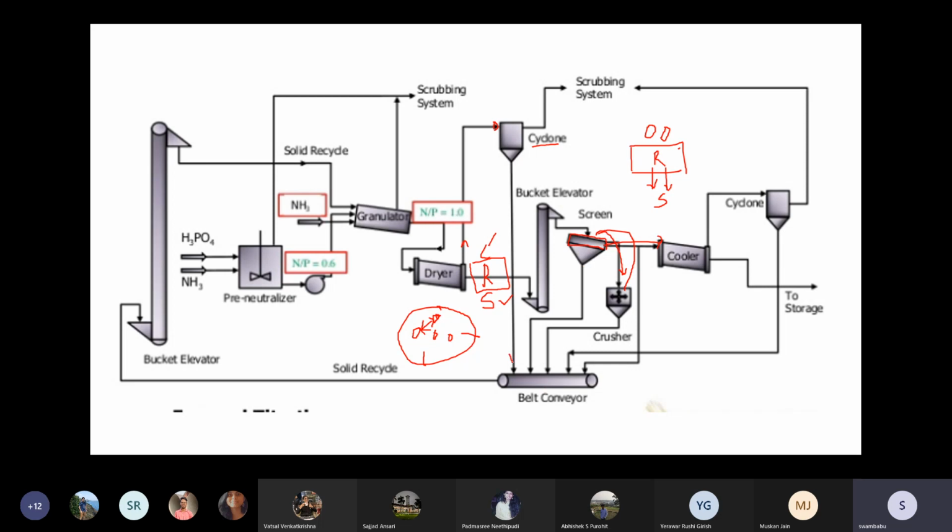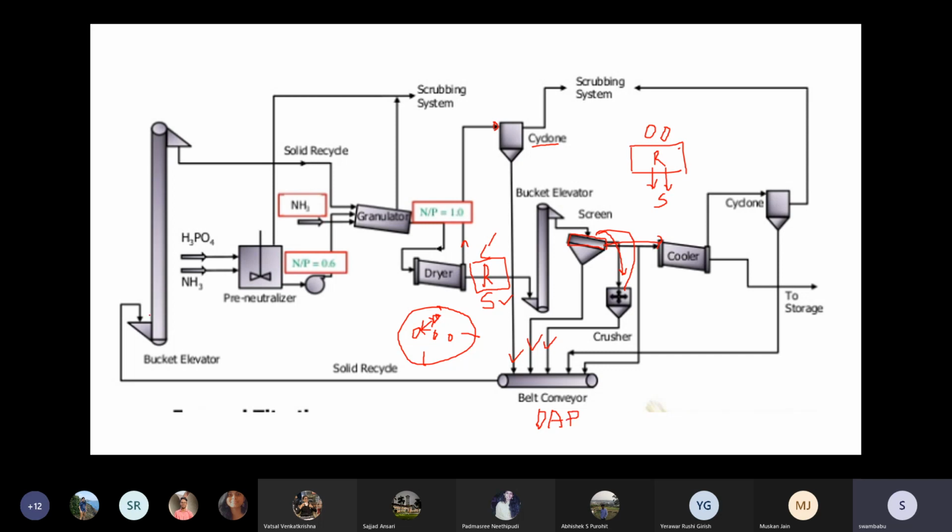So the fine particles, right? The big particles are crushed and made fine, and the small particles all come here. So these are all already DAP particles only. Whatever is collecting on the belt conveyor is only diammonium phosphate fertilizer, but that is not the required size.